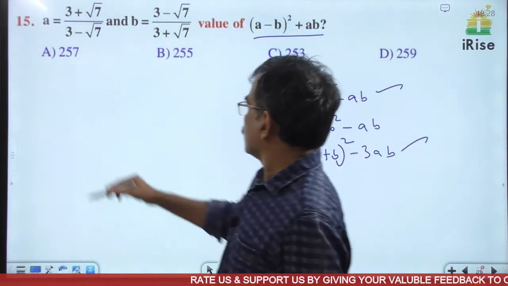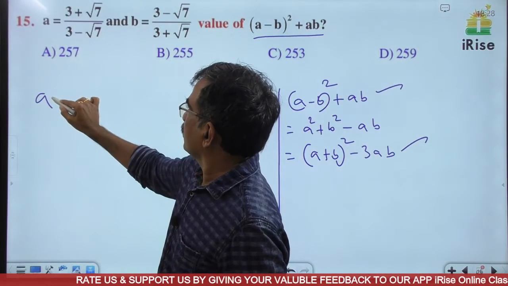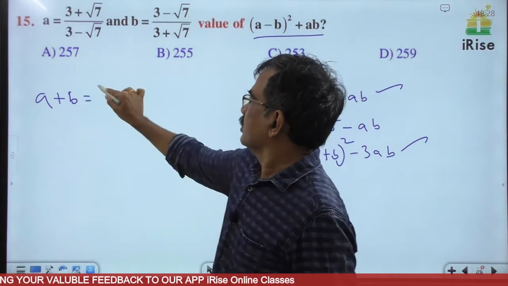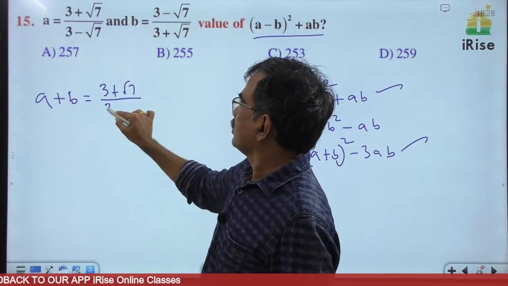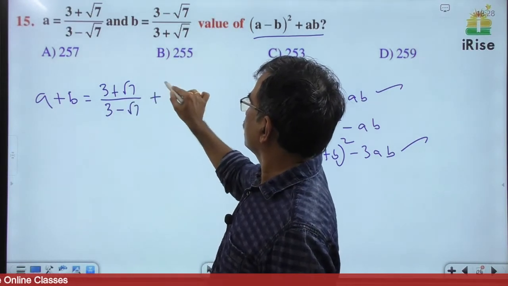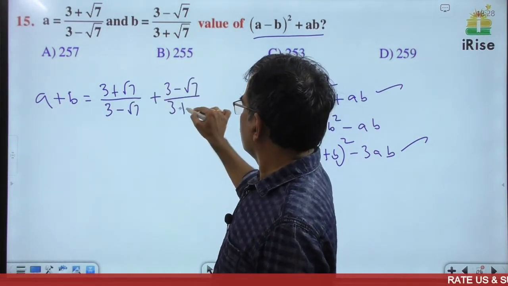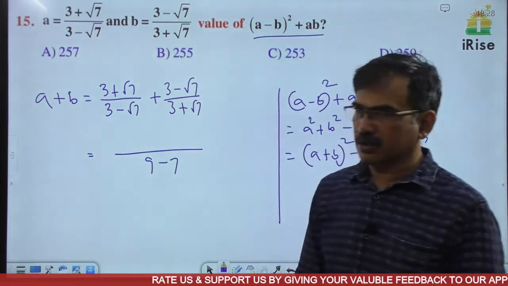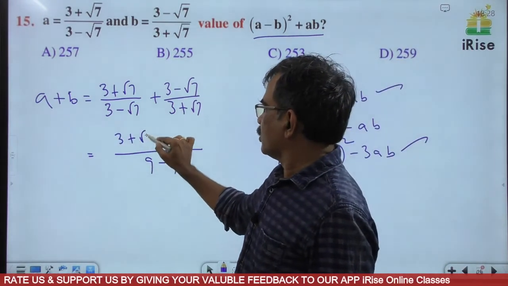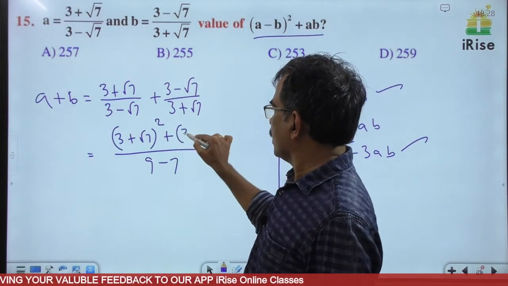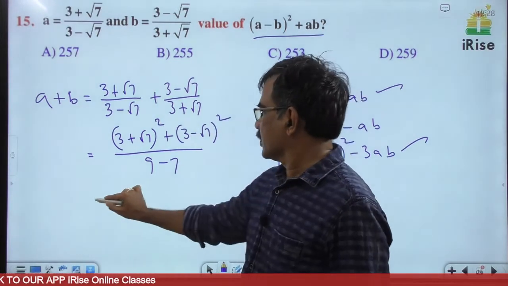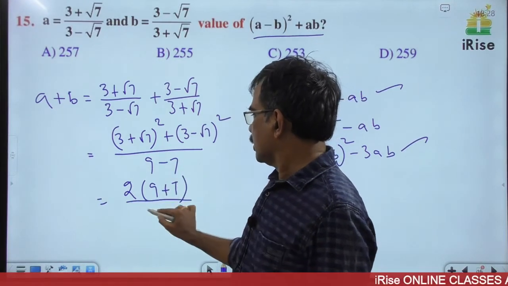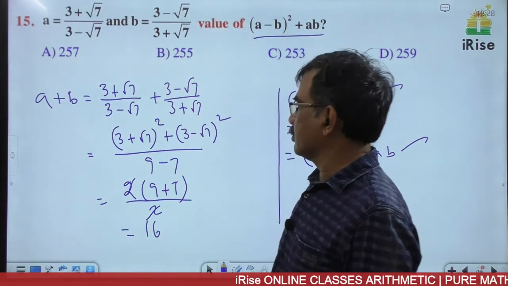So I want to solve this question first. What is A plus B? I want to solve A plus B. This is 3 plus root 7 by 3 minus root 7 plus 3 minus root 7 by 3 plus root 7. This is nothing but 9 minus 7 in the denominator, and 3 plus root 7 whole square plus 3 minus root 7 whole square in the numerator. This is nothing but 2 times A square plus B square, B square is 7, by 2. These two get cancelled, which is equal to 16.